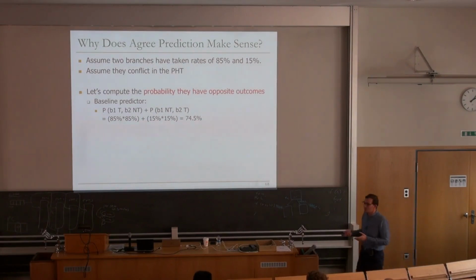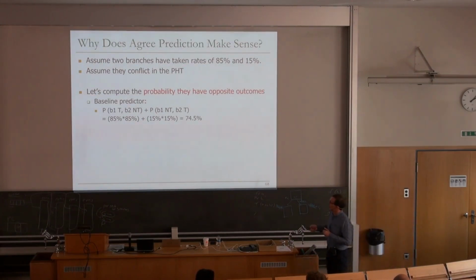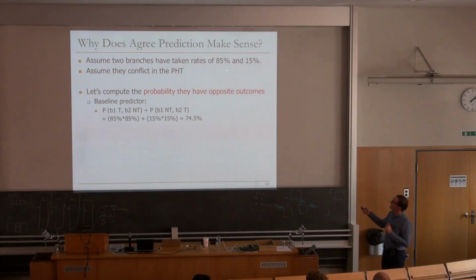Now, what does the agree predictor say? The agree predictor says, set B1's bias bit to taken, and B2's bias bit to not taken. And whenever you're doing the prediction, predict whether you agree or disagree with the bias bit. So this branch will agree with taken, which is its bias bit, 85% of the time. This branch will agree 85% of the time with the not taken.